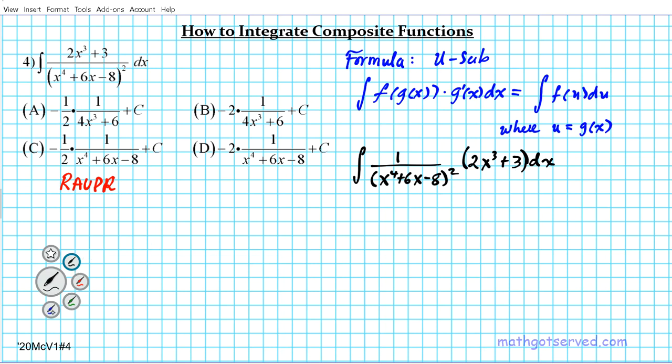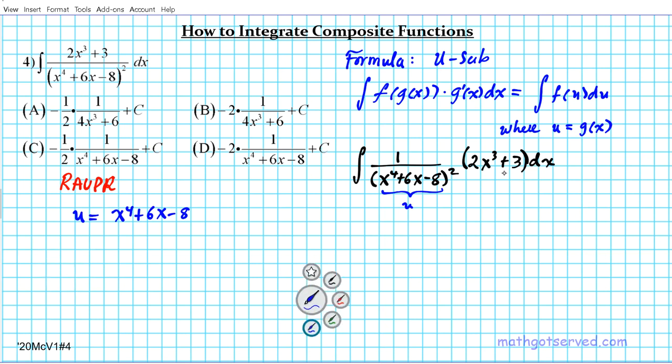We're going to call our u this inner function right here. Okay? So u is going to be, let's put it over here, u is going to be x to the fourth plus 6x minus 8. Now if I differentiate this and end up with a multiple of this function here, I know for a certainty that u substitution is the way to go.